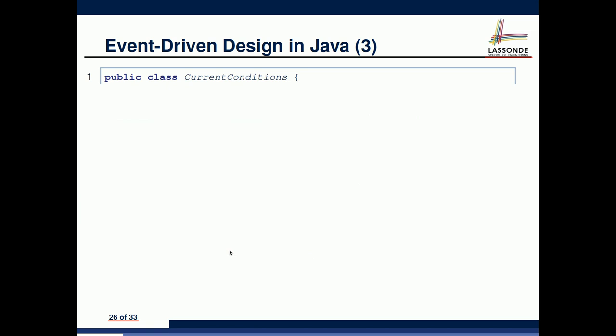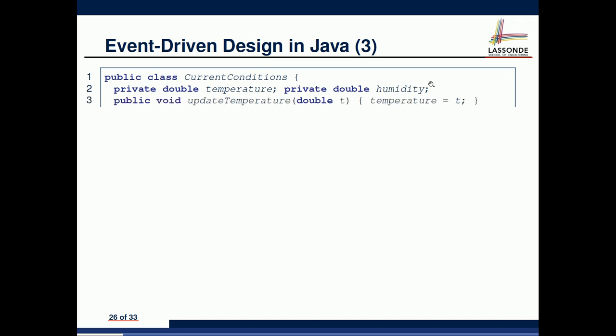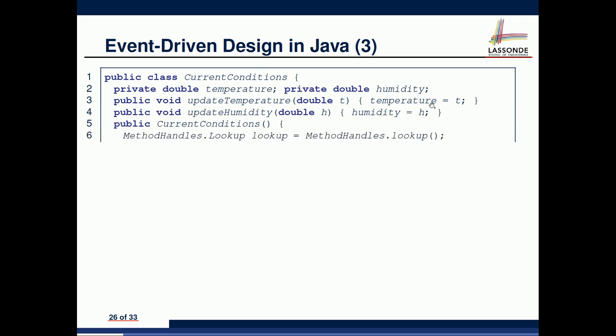So now here is the complicated part. In order to subscribe a particular observer or app, you have to pass the reference to their function. But how do you do that? You have to use some facility by method handle. Let's say for the current conditions, we only worry about temperature and humidity. And then we got update temperature, which is going to update temperature, as well as update humidity. And so now, here comes the thing.